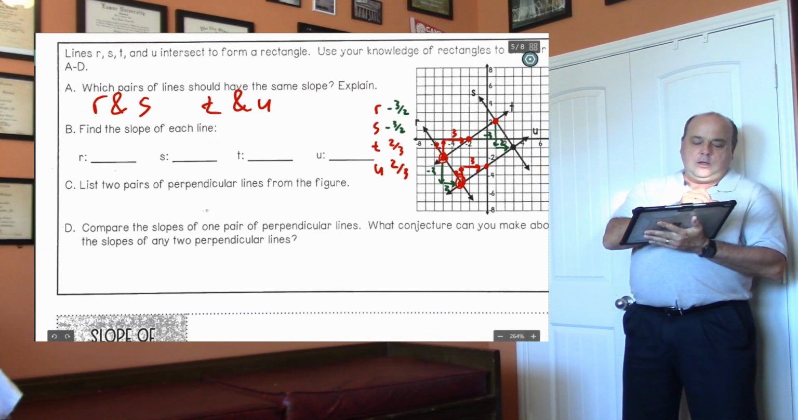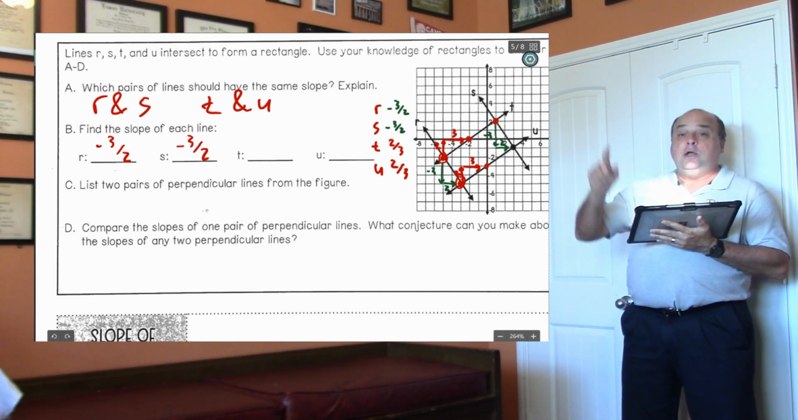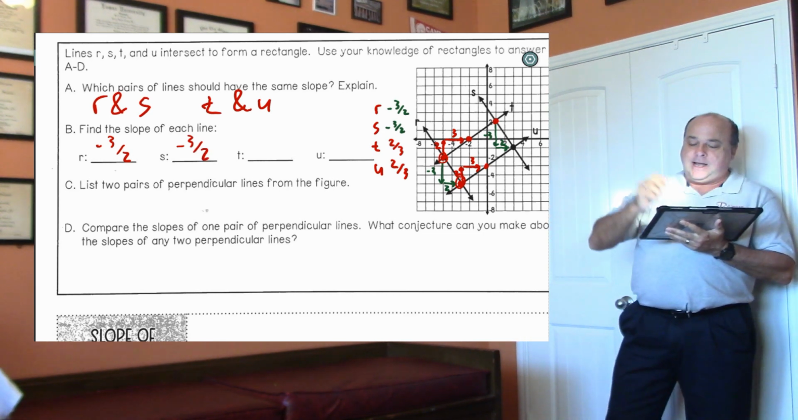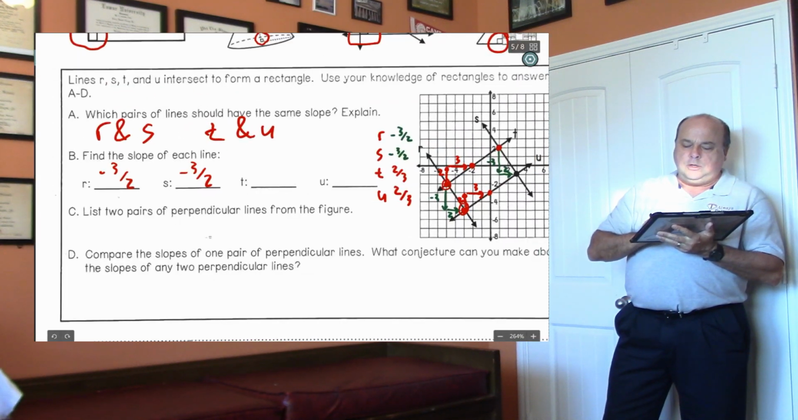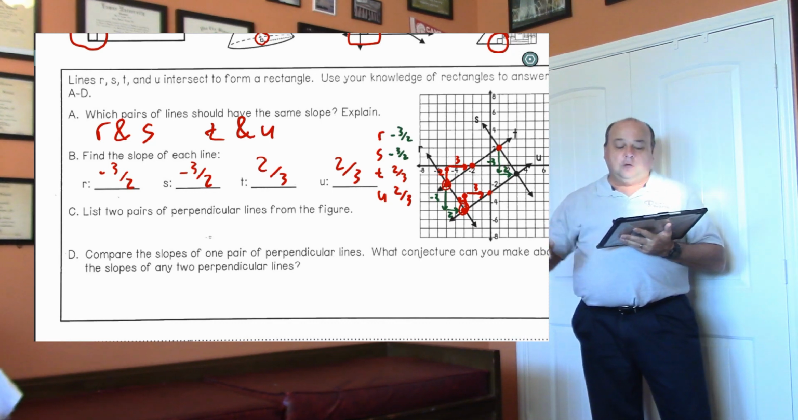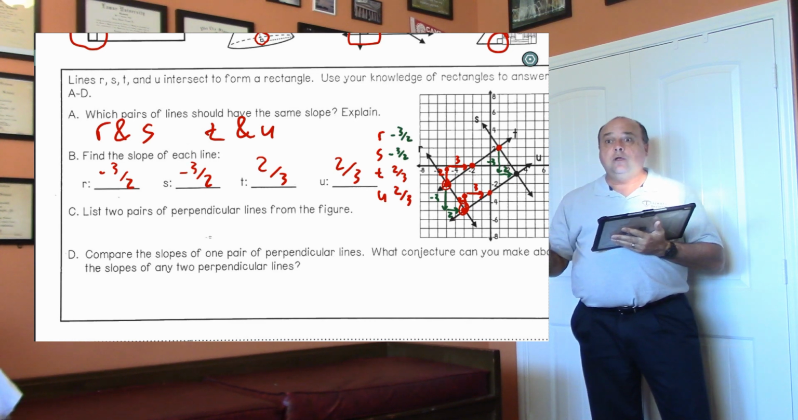Line R has a -3 over 2 slope. Line S has a -3 over 2 slope. Notice that line R and line S are parallel, aren't they? Line T would have a 2 over 3 slope, and so would line U, right? So we have all those slopes. Line T and line U are parallel. Line R and line S are also parallel.